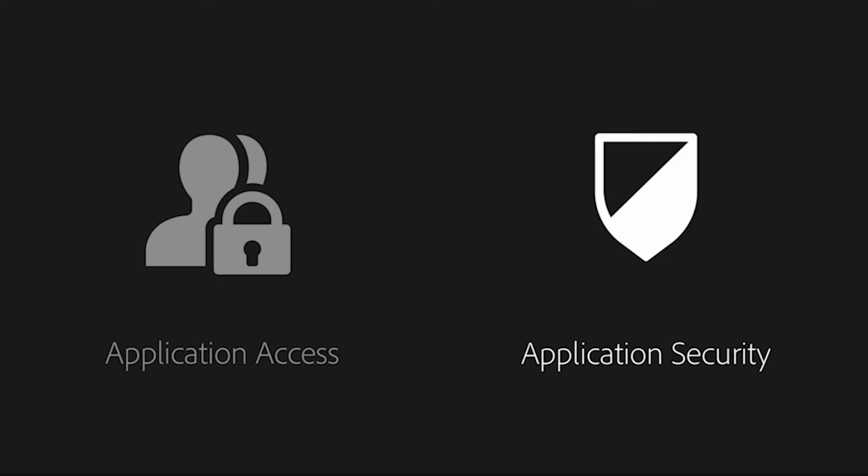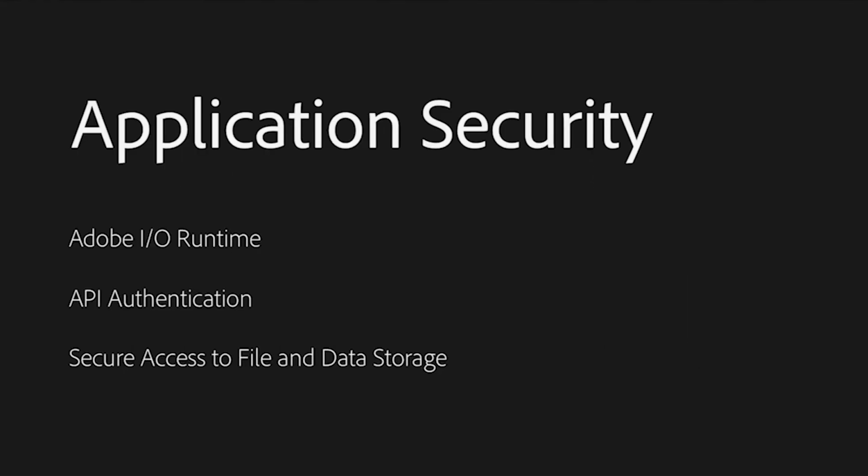Moving on. Time to discuss application security. It is top of mind for us to ensure our out-of-the-box functionalities enable you to build secure applications with ease. We're going to touch on three topics in this section. The security of running your application in Adobe I/O runtime. Handling authentication to APIs in your backend service. And ensuring secure access to data and file storage for your application.